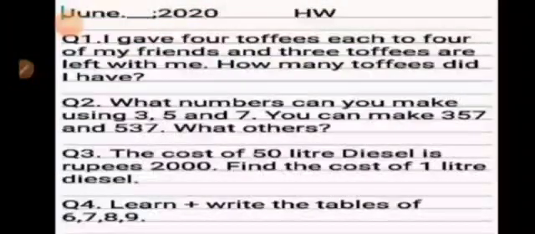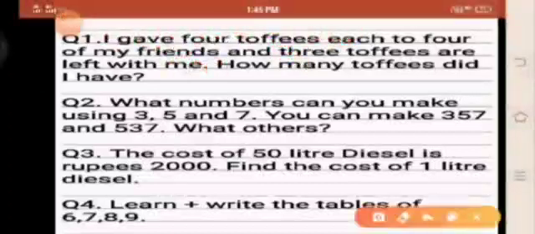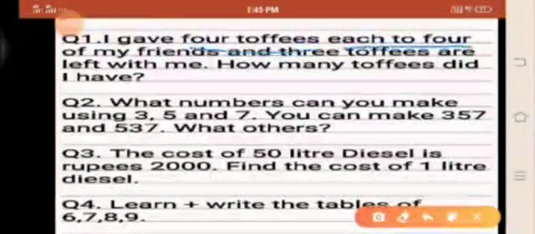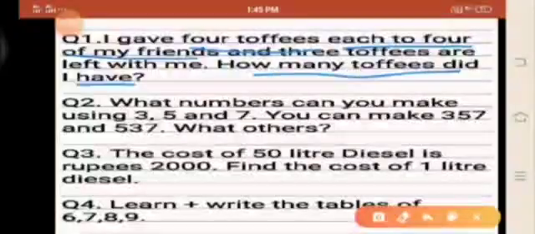Now it's the turn to do the homework. So you will write homework and date. Question number 1 is, I gave 4 toffees each to 4 of my friends and 3 toffees are left with me. How many toffees did I have? Very easy question.